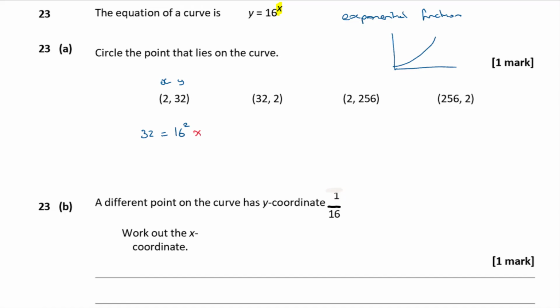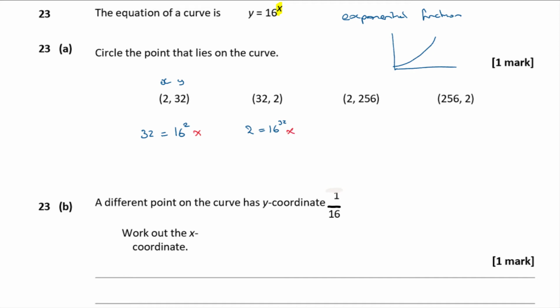I don't think so. That's wrong, isn't it? So I don't think 32 lies on the line. Let's try the next one. If x is 32 and y is 2, is 2 equal to 16 to the power of 32? I don't think so. That one's definitely not right either. What about the next one?